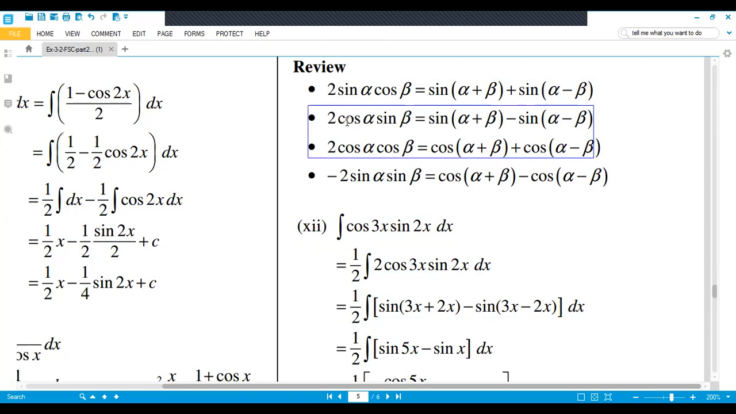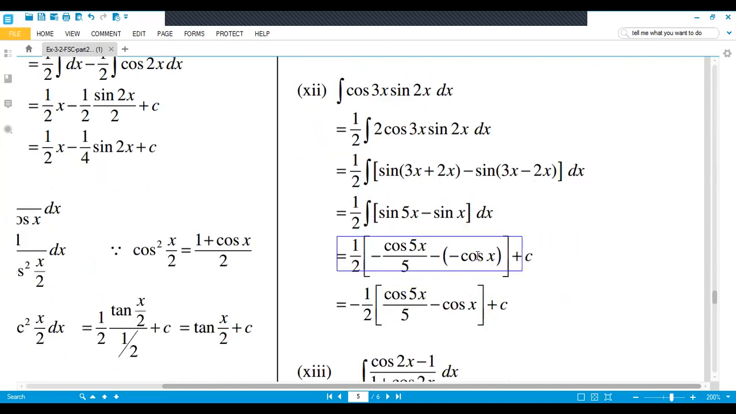Look at this formula, 2 cos alpha sine beta. Here we have 2 cos 3x sine 2x, so 3x is alpha and 2x is beta. So it will be equal to sine(alpha plus beta), that is 3x plus 2x, minus sine(alpha minus beta), that is 3x minus 2x, dx. So 3x plus 2x is equal to 5x, and 3x minus 2x is equal to x.